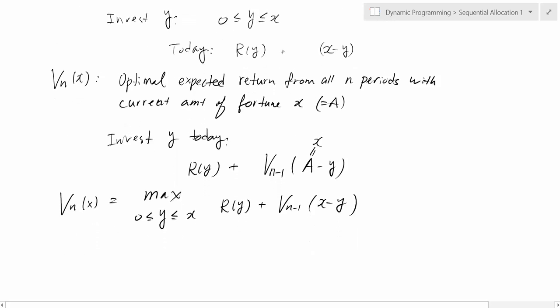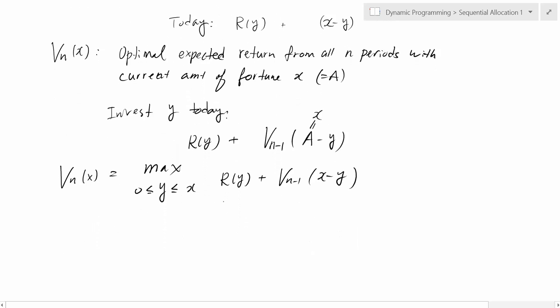And we can still see the structure of today's return plus best of the future. And then maximize over only one variable, which is today. And that's the structure of sequential allocation, Bellman equation. And this is our Bellman equation.